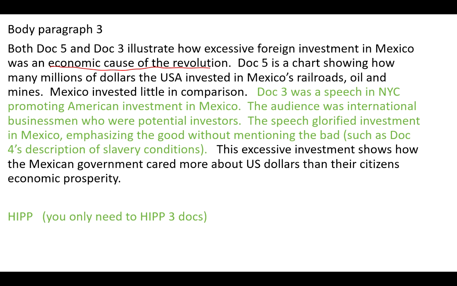Okay. Document 3 was a speech in New York City promoting American investment in Mexico. The audience was international businessmen who were potential investors. The speech glorified investment in Mexico, emphasizing the good without mentioning the bad, such as Doc 4's description of slavery conditions. This excessive investment shows how the Mexican government cared more about U.S. dollars than their citizens' economic prosperity. Okay, I hope that did it. I mentioned 2 documents. I even mentioned 3 documents, hoping for a little bit of complexity there.